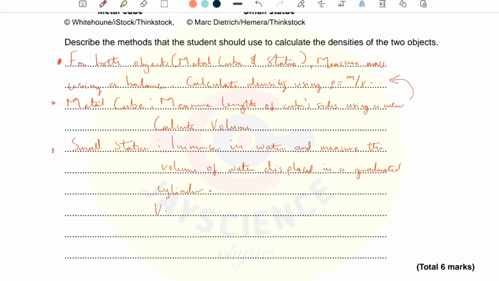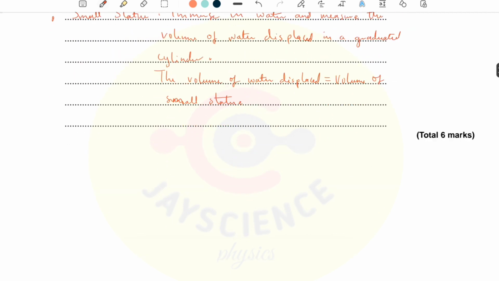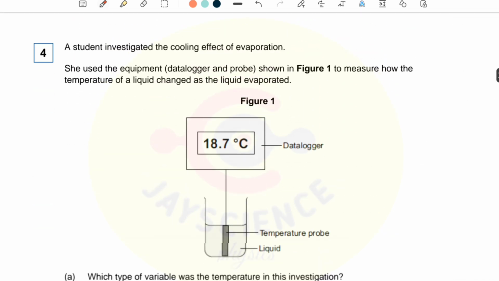So in this case, let's put it this way: the volume of water displaced equals the volume of that small statue. And all you do from here is plug it into that equation right there.